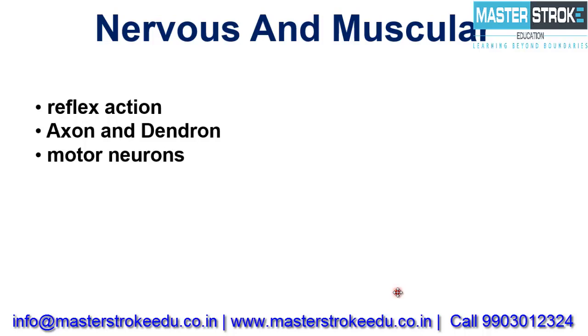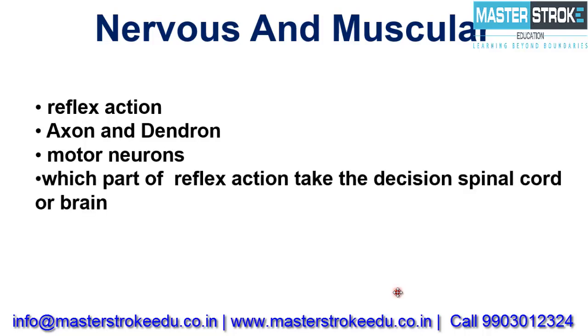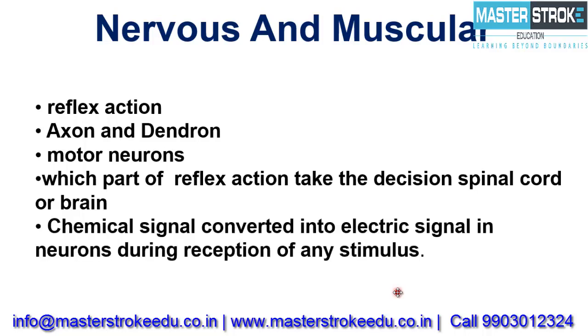Motor neurons, sensory neurons, lateral neurons or connective neurons, you need to know that. Which part of the reflex action takes place, the decision in the spinal cord or brain, that is the lateral neuron. You must know that they are present in T1 to L2, or some people say L3. This is very important. Lateral neuron. Okay. Chemical signal is converted into electrical signal in neurons during the reception of any stimulus. When you study the motor unit, motor neurons and motor fibers, you will definitely answer such questions.